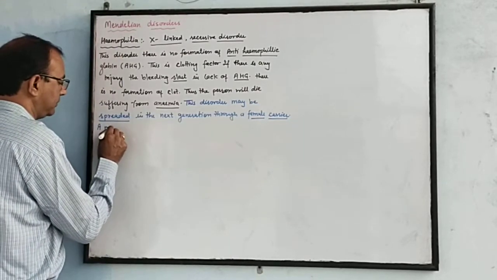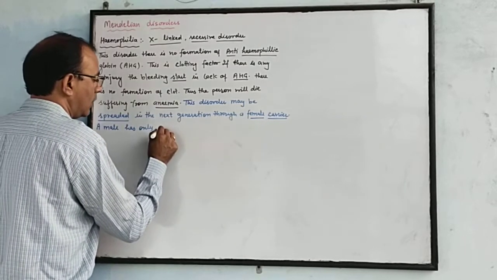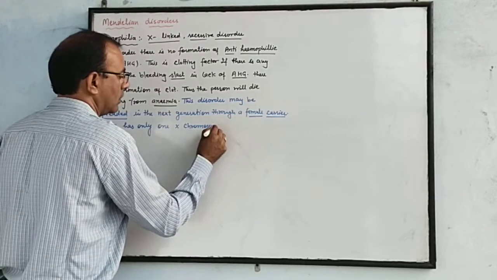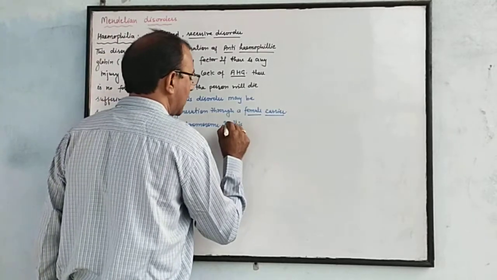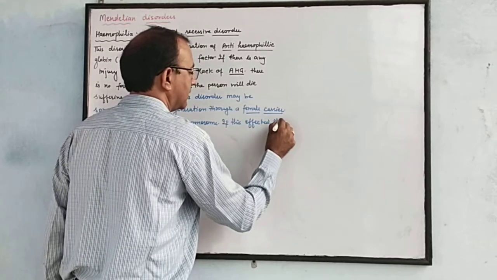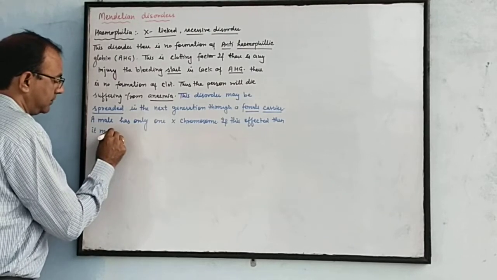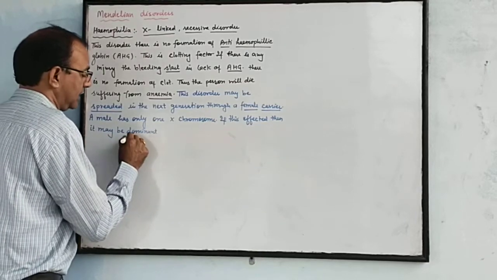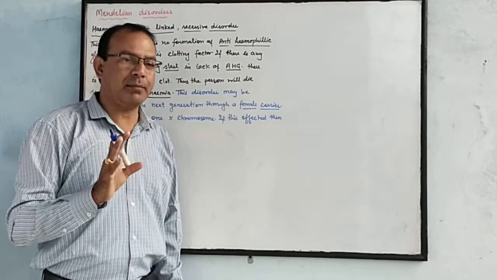The male has only one X chromosome. If this is affected, then it shows up. But it is a recessive trait. It is a recessive disorder. It means a female must be a carrier.